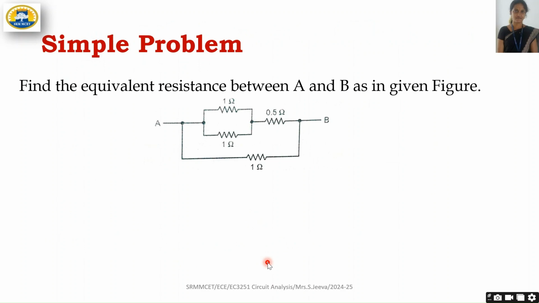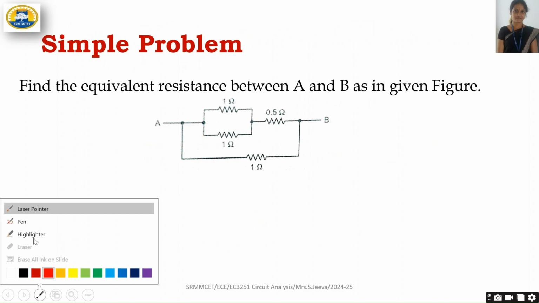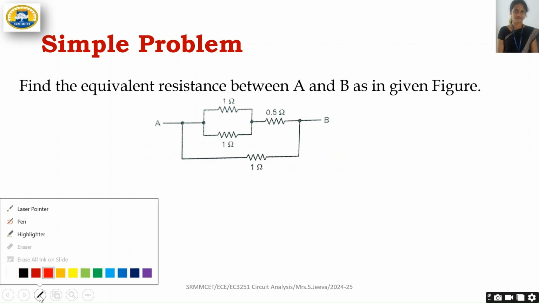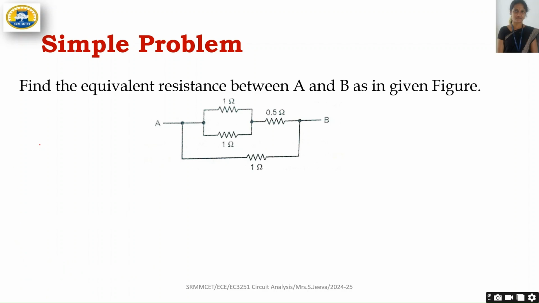Here is a simple problem. Find out the equivalent resistance between A and B as shown in the figure. So here the 1 ohm resistor and 1 ohm resistor are connected in parallel, and that combination is connected in series. So first we have to calculate the 1 ohm resistor connected with 1 ohm resistor. Already we know that if the resistors are connected in parallel, 1 by R equivalent is equal to 1 by R1 plus 1 by R2.